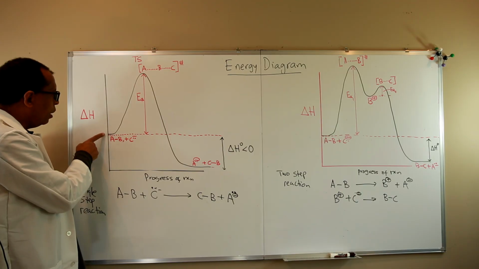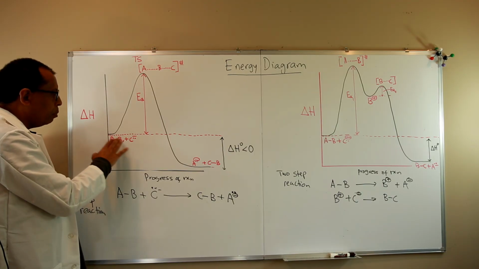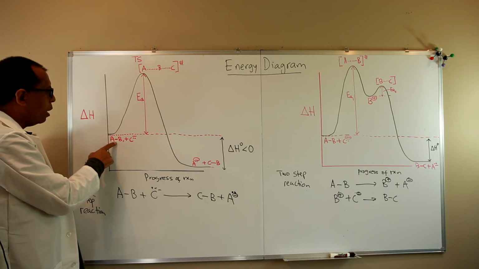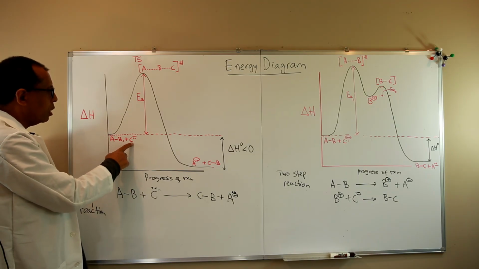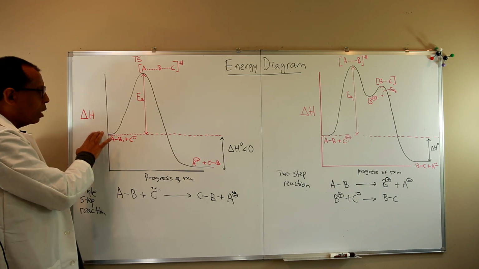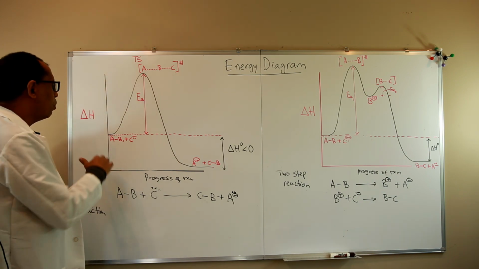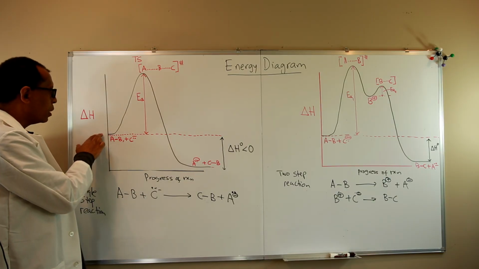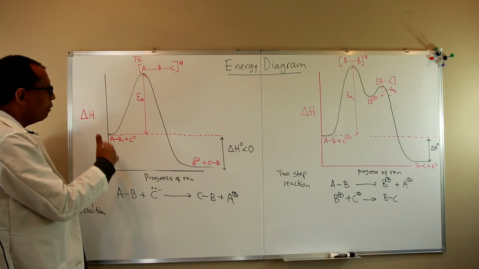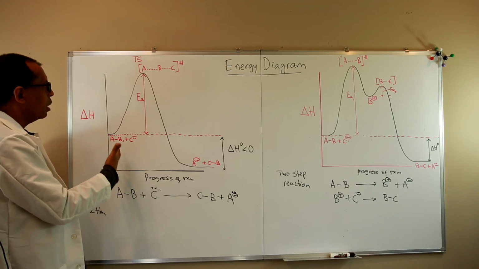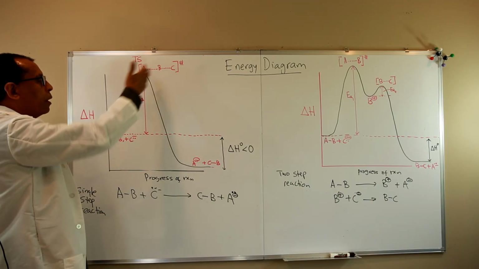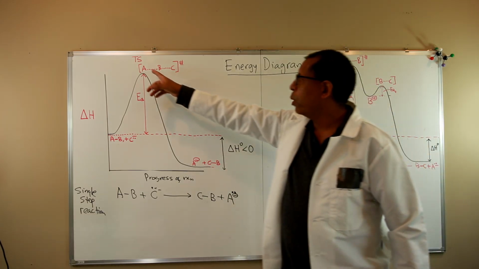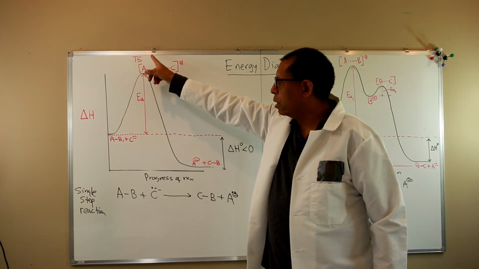So if you have starting materials before the reaction, if you have A, B reacting with C, you have a certain amount of energy. That is the starting point of the starting materials energy, H. And after some time during the reaction, they go to a high transition state, a high energy transition state. This we call a high energy transition state.